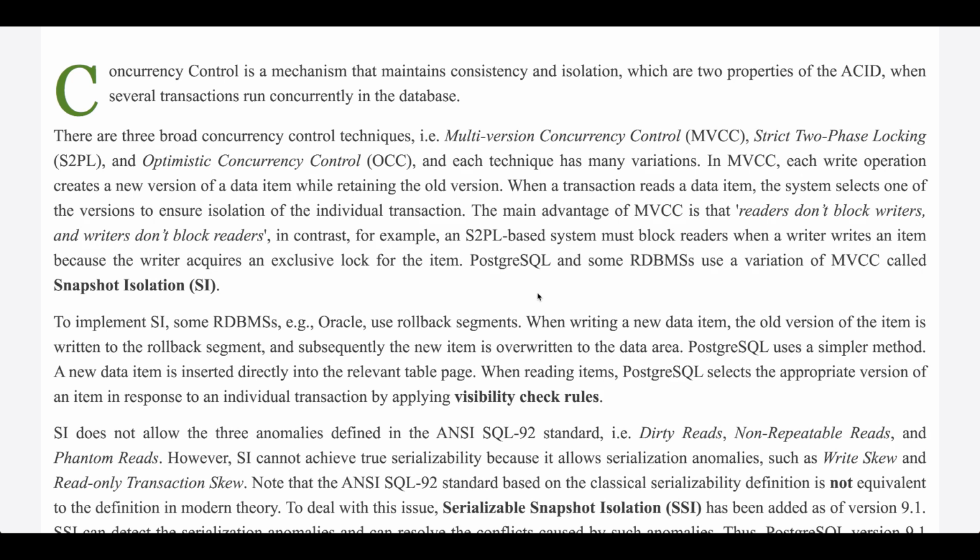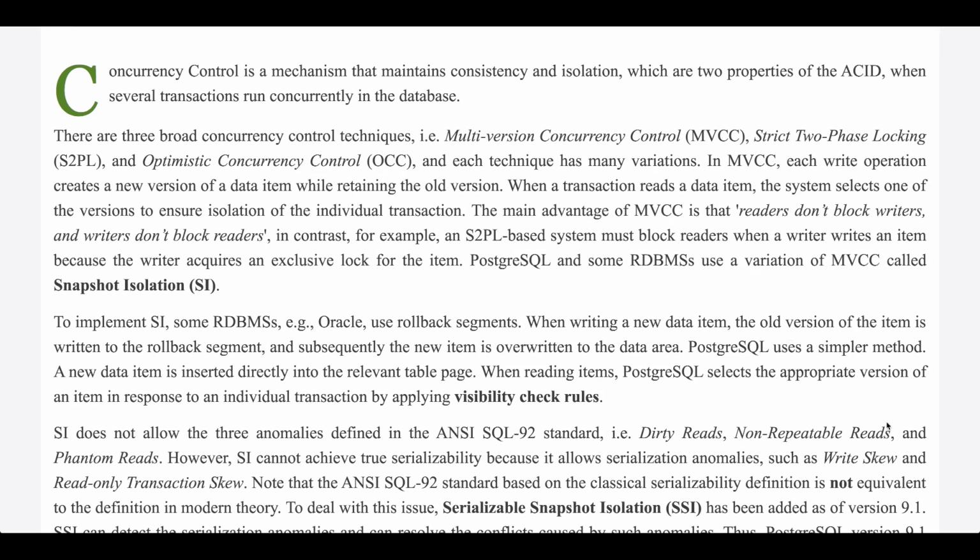Postgres and some relational database management systems use a variation of multi-version concurrency control called snapshot isolation, or SI. To implement snapshot isolation, some relational database management systems, e.g. Oracle, use rollback segments. When writing a new data item, the old version of the item is written to the rollback segment, and subsequently the new item is overwritten to the data area.